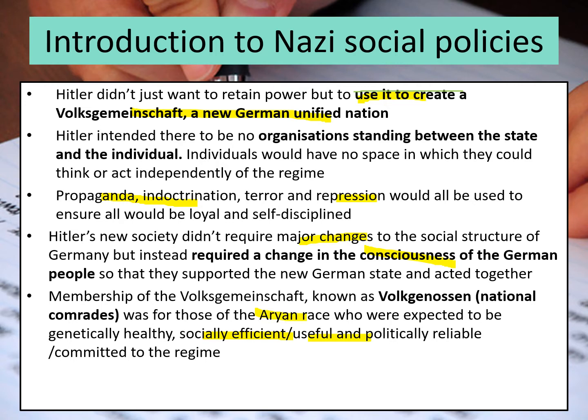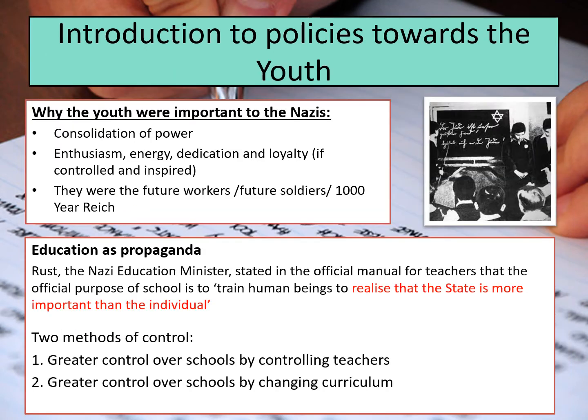So people that didn't fit into this ideal people's community were seen as outsiders, hence all of the different treatment of asocials and Jews that we'll look at when we get to Unit 5. So pause the video here if you want to make any notes about Nazi social policies or write down your own definition of the Volksgemeinschaft.